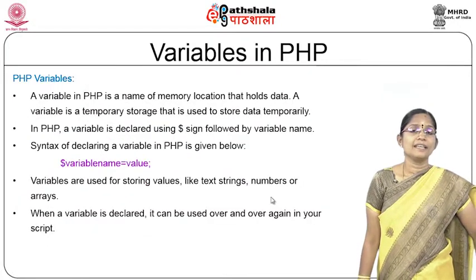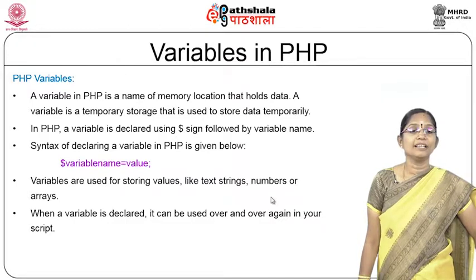Now the second one, variables in PHP. Now let us see what a variable is. A variable is the name of a memory location which contains data. And you all know that a variable is a temporary storage that is used to store data temporarily. So in PHP, a variable can be declared by a $ sign which is followed by the variable name. The syntax has been given to you in the purple color: $variablename = value.